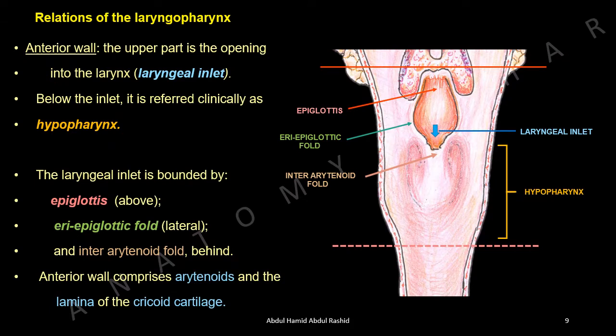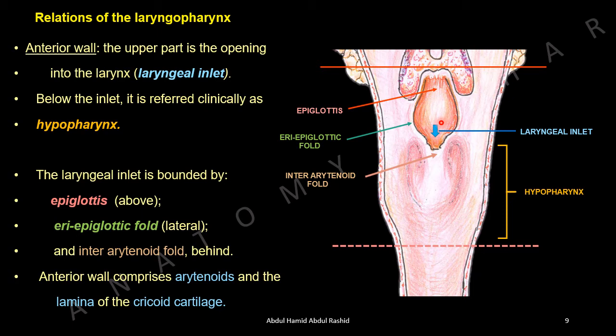Anterior relations of the laryngopharynx. Let's see the diagram first. This is the laryngeal inlet. Actually, this area is the laryngopharynx. Anteriorly, here is the inlet into the larynx. This is the epiglottis. This is the lateral wall of the inlet, the aryepiglottic fold. This is the posterior wall of the inlet, the interarytenoid fold. So this is the inlet into the larynx.